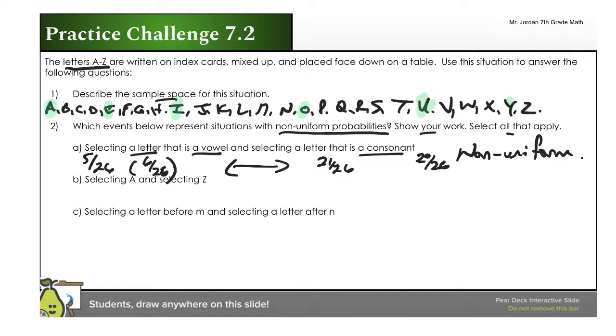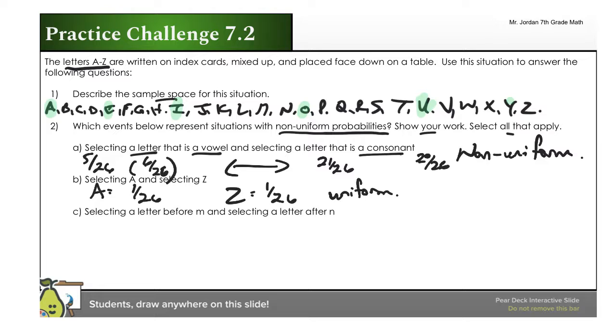What about selecting A and selecting Z? Well, there is one A, so there is a 1 out of 26 probability. What about selecting a Z, or Z as we say in Canada? There's only one of them, so it's 1 out of 26, and this is a uniform probability. It has the same probability of choosing an A or a Z.